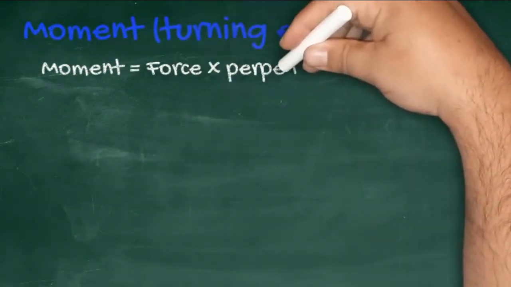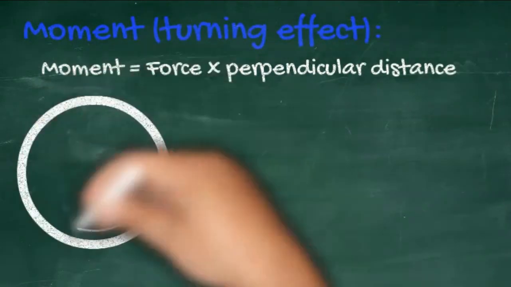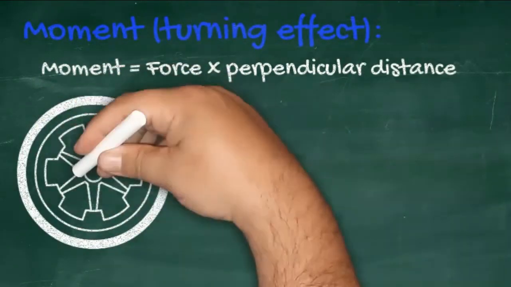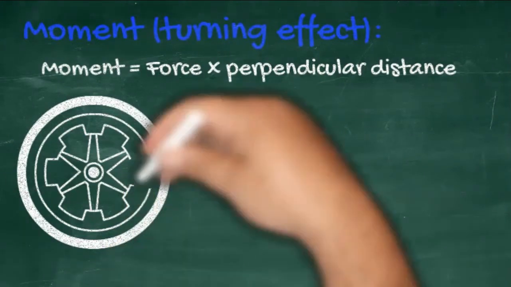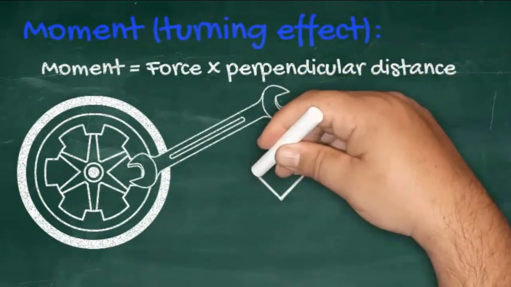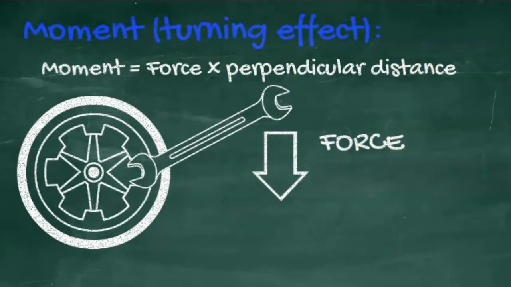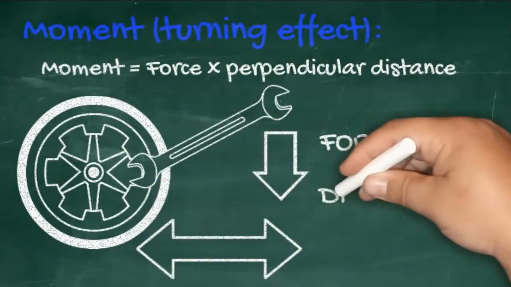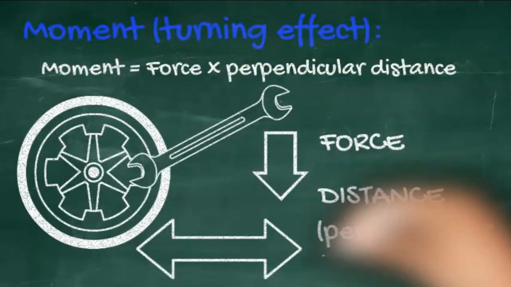An unbalanced force can result in a rotation. We call this turning effect a moment. And a moment is equal to force times the distance perpendicular at 90 degrees to the direction of that force.